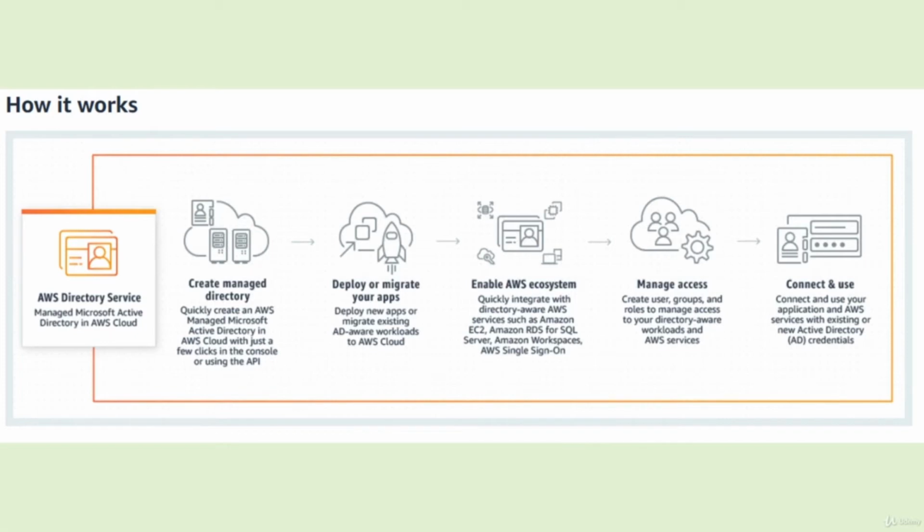So how does it work? First of all, you have to create AWS Directory Service where you can create a managed directory quickly. Then you can deploy or migrate your new applications. Then you can enable AWS ecosystems with RDS, EC2, SQL, Lambda, WorkSpaces, single sign-on, and more. Then you can manage access for different users, groups, and roles to your directory-aware workloads and AWS services. And later on, you can connect with different appliances or an existing Active Directory with Directory Connect.